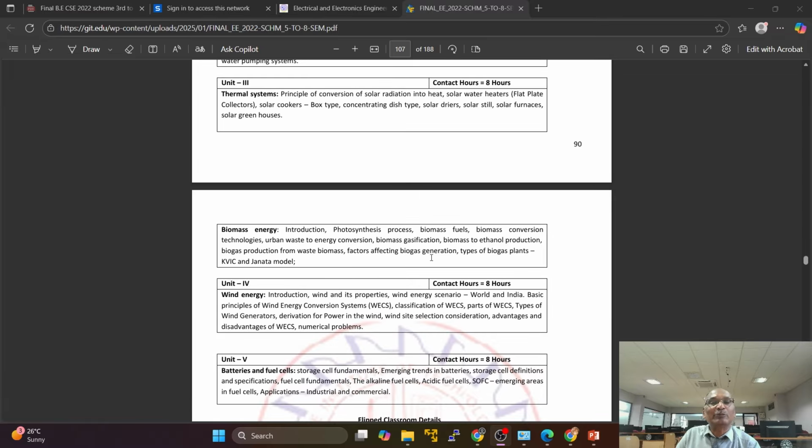Now coming to the next part of unit 3, biomass energy. What is the photosynthesis process? What are biomass fuels? Biomass conversion technology, urban waste to energy conversion, biomass gasification, biomass to ethanol production.